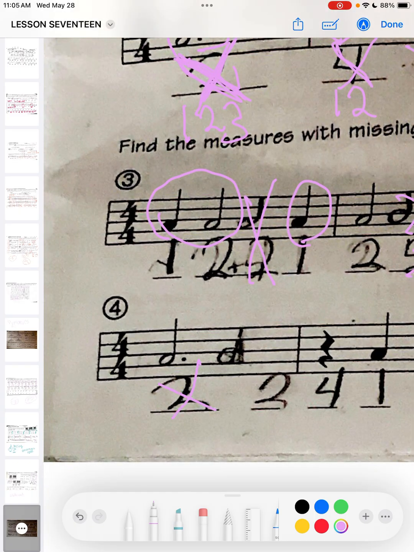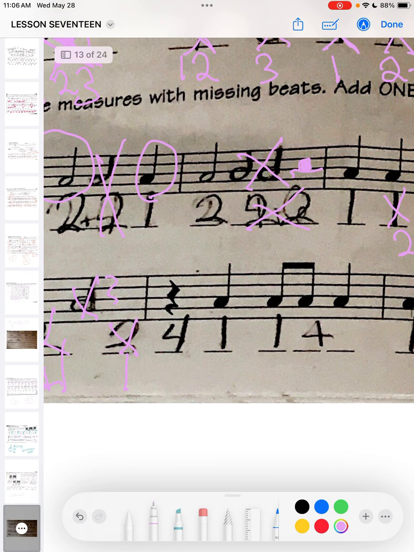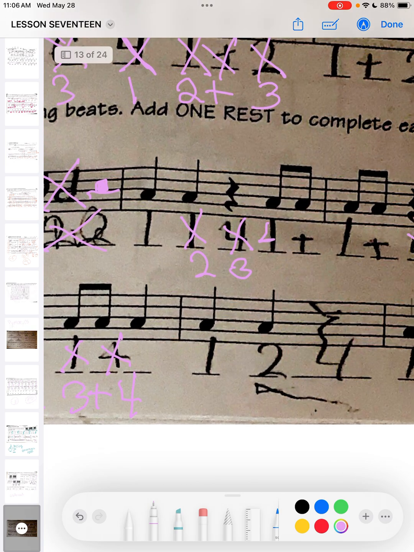Not in a million years. That's 1, 2, 3. That's 3 counts. And this one's going to be a quarter rest. That's 1. That's wrong. And you know it. This one is, that's supposed to be 1. That's supposed to be 2. That's supposed to be 3 and 4. That is supposed to be those counts. 1, 2, no. And no.